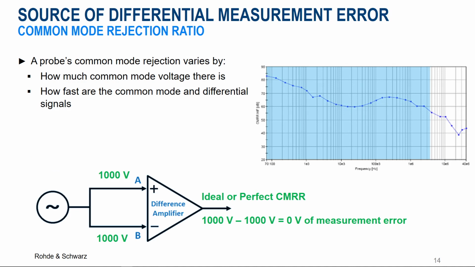Common mode rejection ratio specifies the differential probe's ability to reject any signal that is common to both test points in a differential measurement. A perfect differential probe would have infinite common mode rejection across frequencies. However, traditional differential probes are fundamentally limited because it's impossible to perfectly match the inputs. The signal that is common to both the non-inverting input A and the inverting input B is referred to as the common mode signal. An ideal difference amplifier would reject 100% of the common mode signal. So using this example, if the common mode input is 1,000 volts, a perfect common mode rejection would be 1,000 minus 1,000, or 0 volts of common mode error.